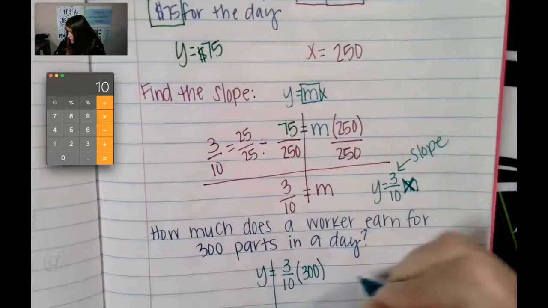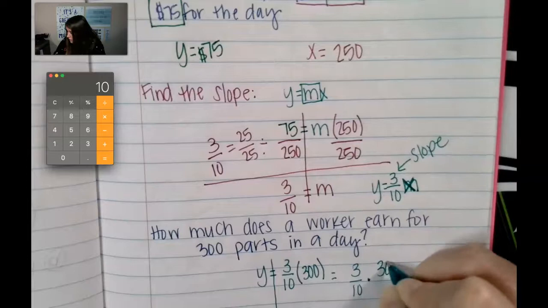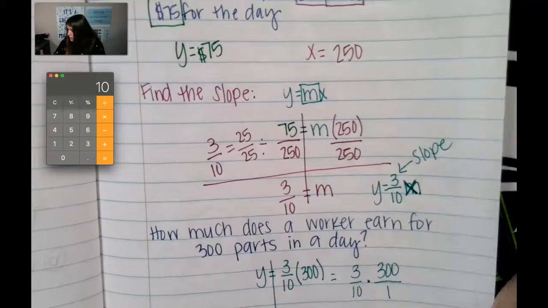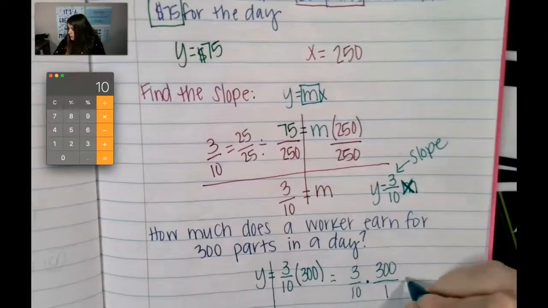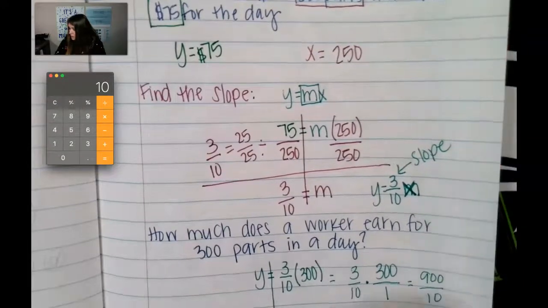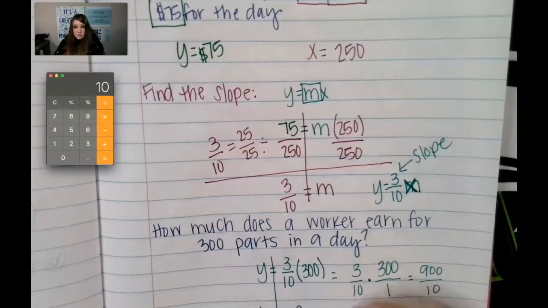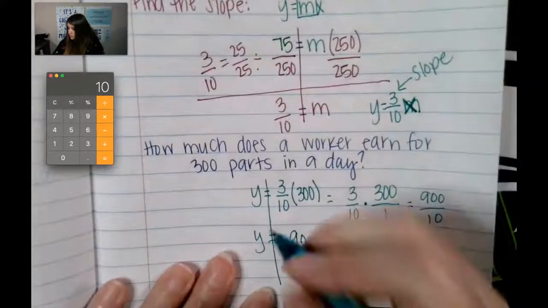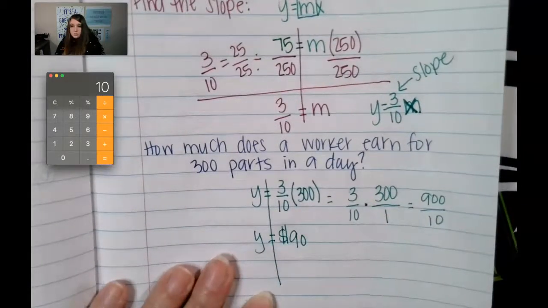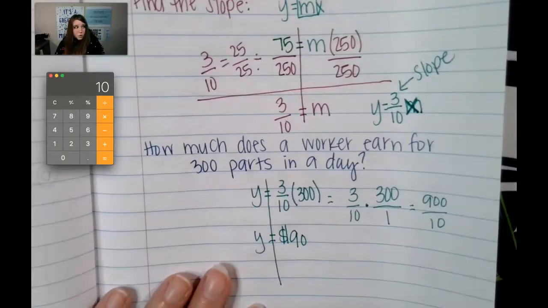So we can say 3/10 times 300/1. So this is going to give us 900/10, or y equals 90. Oh my goodness, $90. So I was able to use the slope to find how much money they're making.